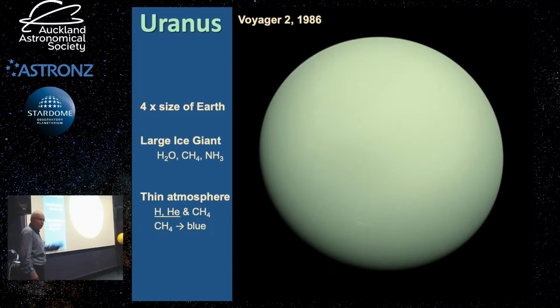So it's full of water ice, ammonia and methane ice as well, covering its surface. It's got a very thin atmosphere, predominantly hydrogen, helium, once again, 98% of the universe, with a little bit of methane, and it's the methane that gives it that very bluish, greenish hue you see here.